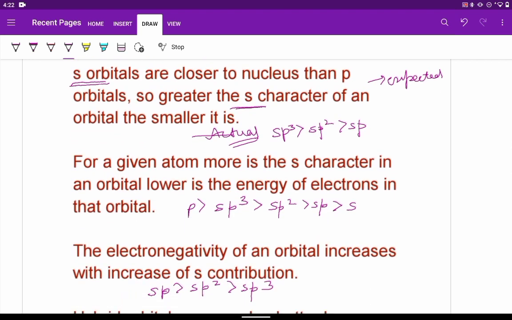Now for any given atom, more the s character in the orbital, lower is the energy of the electrons in that orbital. So p will be having the highest energy, then comes sp3. In sp3 25% s, 75% of p character. After that sp2, in sp2 percentage of s is more compared to sp3. Then comes sp where it is 50-50 and least is s, which is totally s. So more is the s character in the orbital, lower is the energy of the electrons in that orbital.